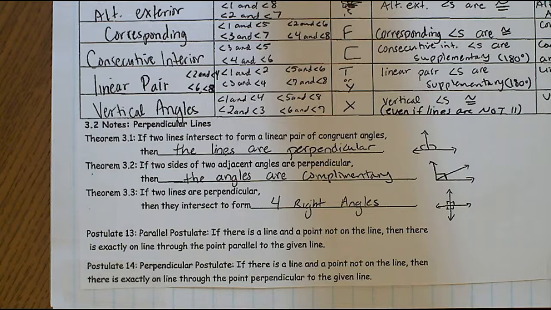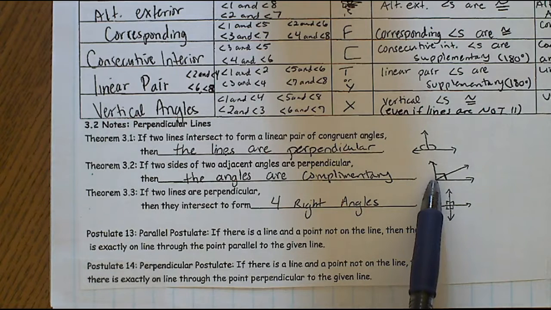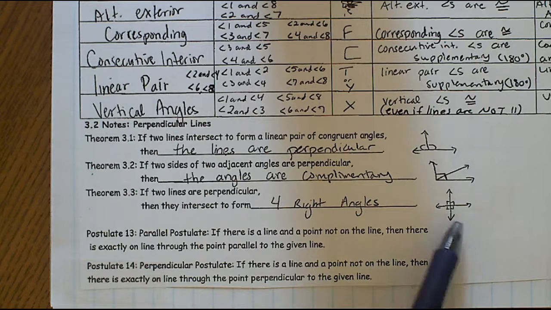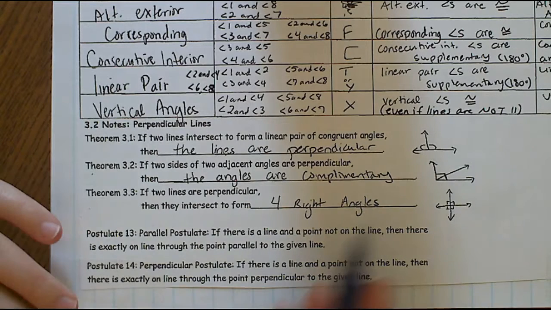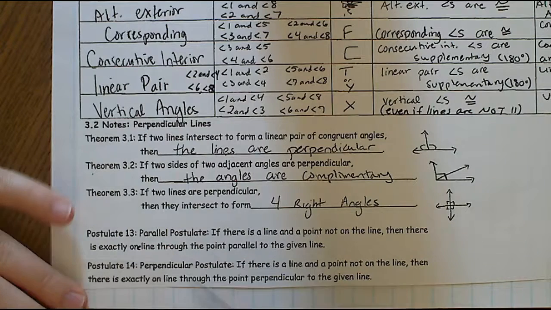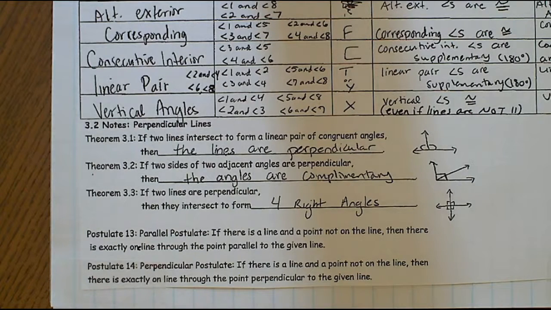If two lines intersect to form a linear pair of congruent angles, the lines are perpendicular. If two adjacent angles are perpendicular, then their angles are complementary. You can see that from the right angle sign. Two perpendicular lines form four right angles. And then the last couple, the parallel postulate: if there is a line and a point not on the line, then there is exactly, I should say, one line through the point parallel to the given line.